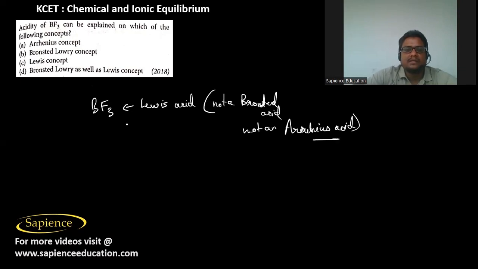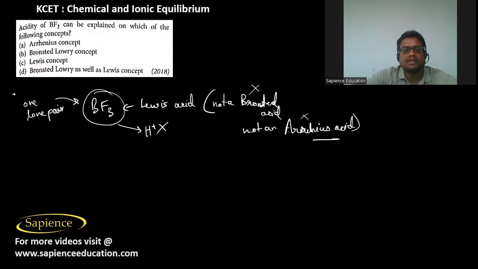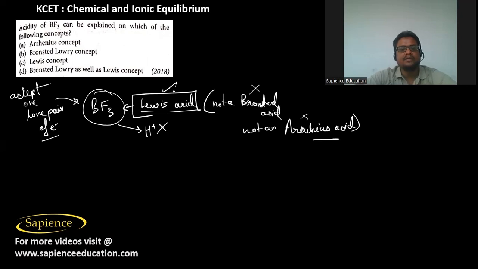Since it can't give H plus ion, it is neither a Bronsted acid nor an Arrhenius acid. Since BF3 can accept one lone pair of electrons, it is a Lewis acid. So it means the acidity of BF3 can only be explained by using the Lewis concept. So option C is the correct answer.